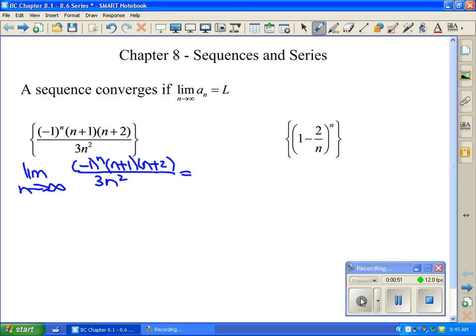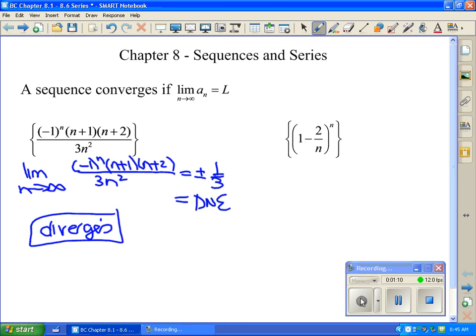So this equals 1/3, but because n could be even or odd, it could be either plus or minus 1/3. Now, technically, a limit can only equal a single number, so what this means is that the limit does not exist because it approaches two different numbers, and therefore this first sequence diverges. Now, let's take a look at the second sequence here.